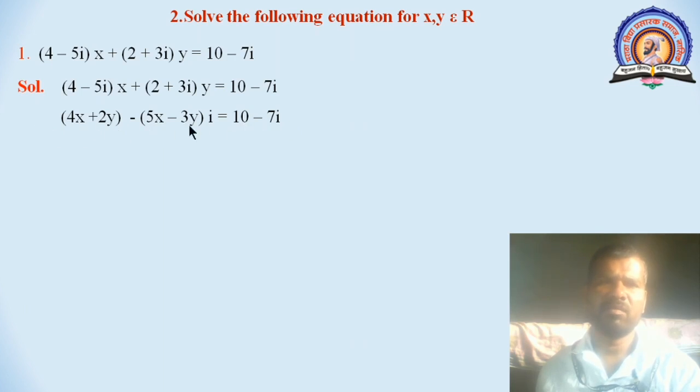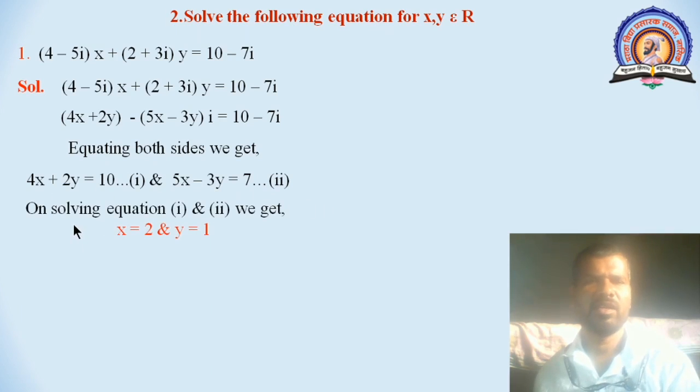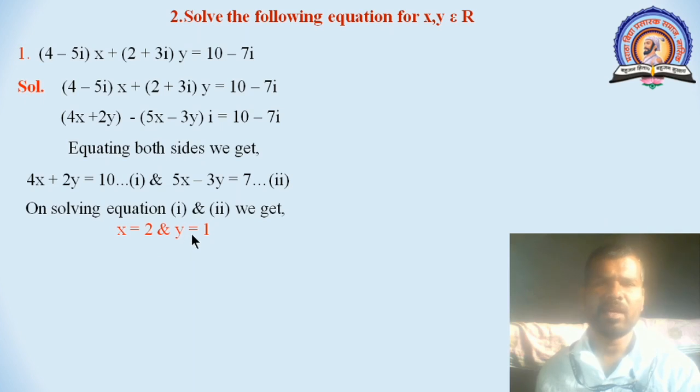Two complex numbers are equal if their real and imaginary parts are equal. On equating both sides, you get 4x plus 2y is equal to 10 and 5x minus 3y is equal to 7. So these are the two simultaneous equations. On solving these simultaneous equations, you will get x is equal to 2 and y is equal to 1.